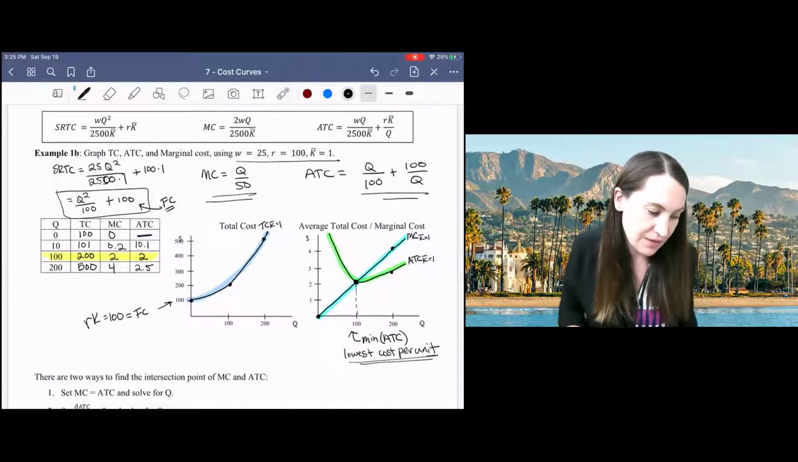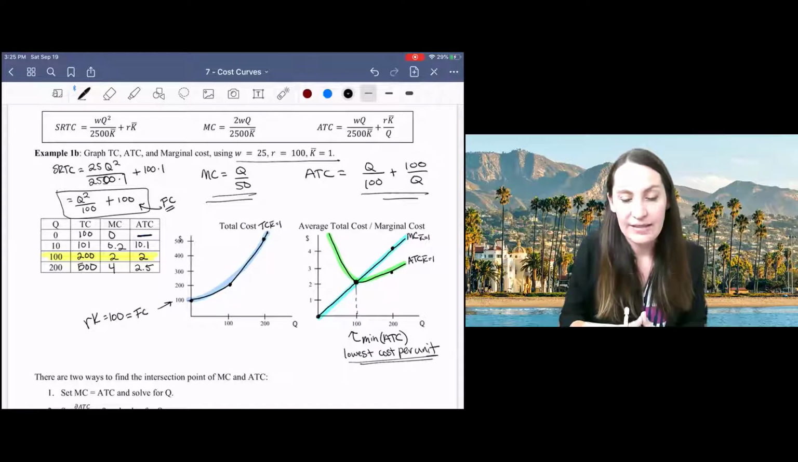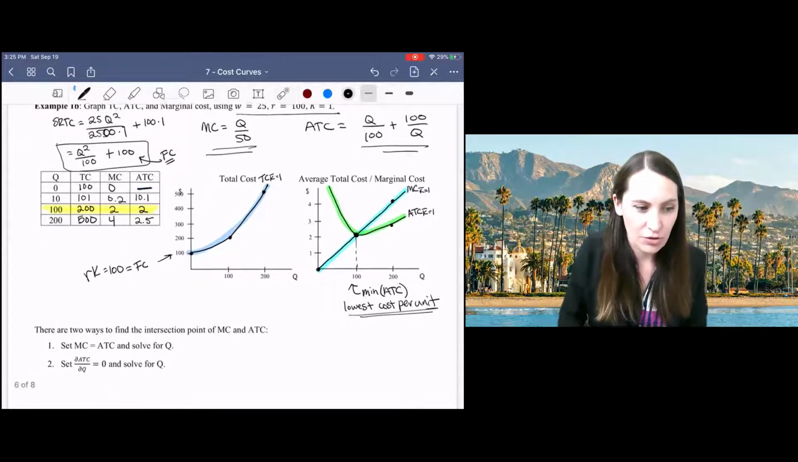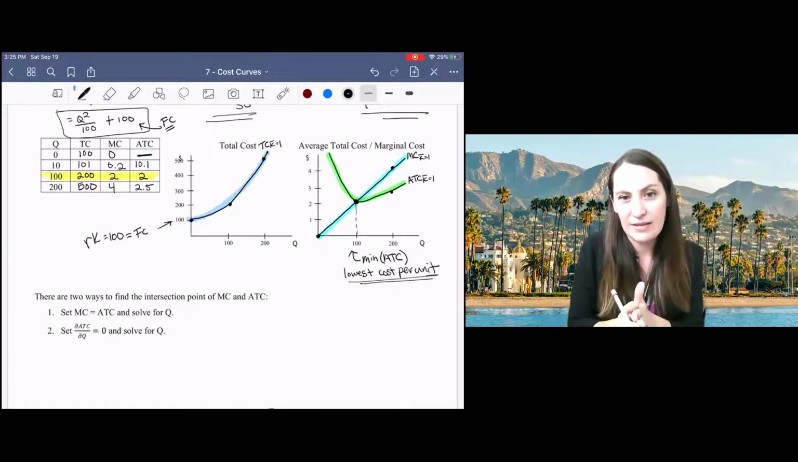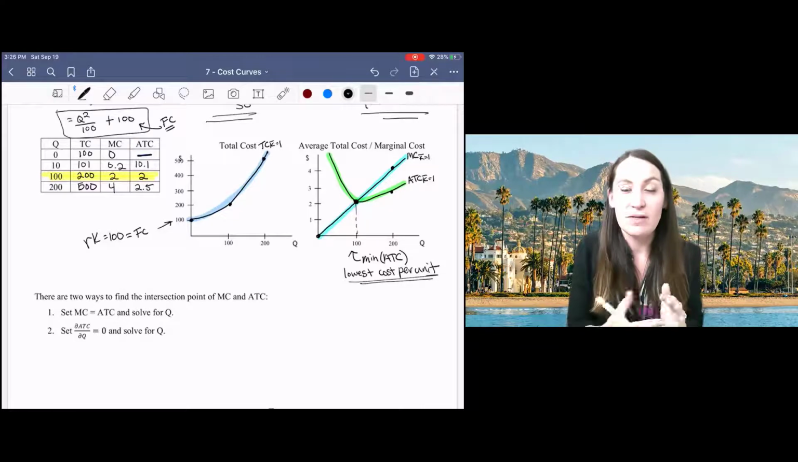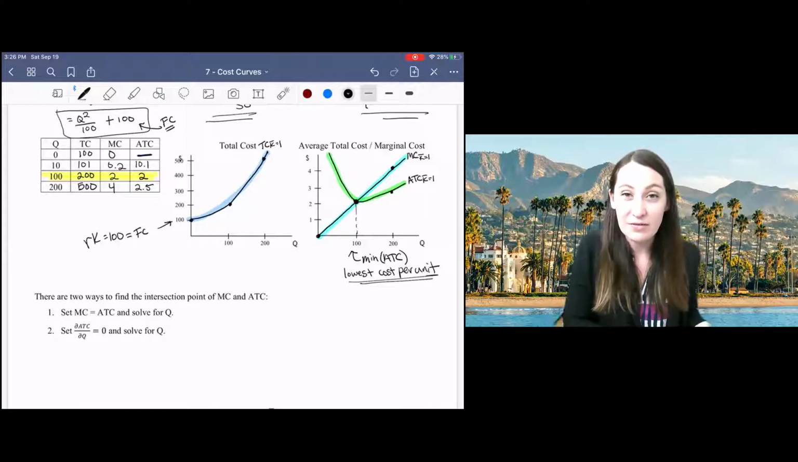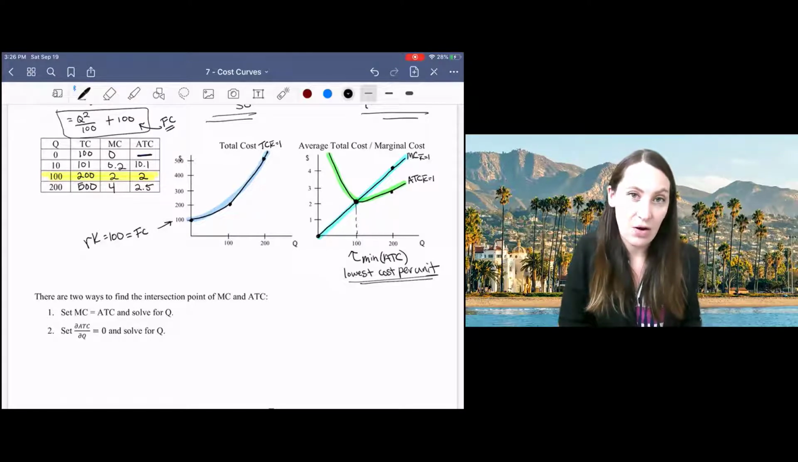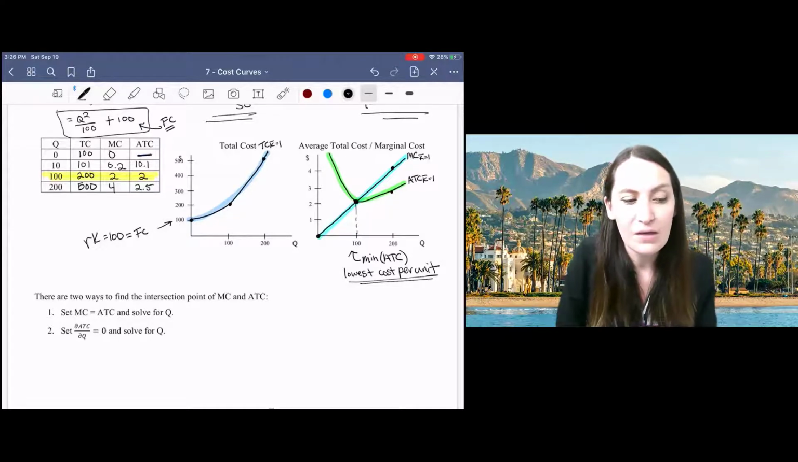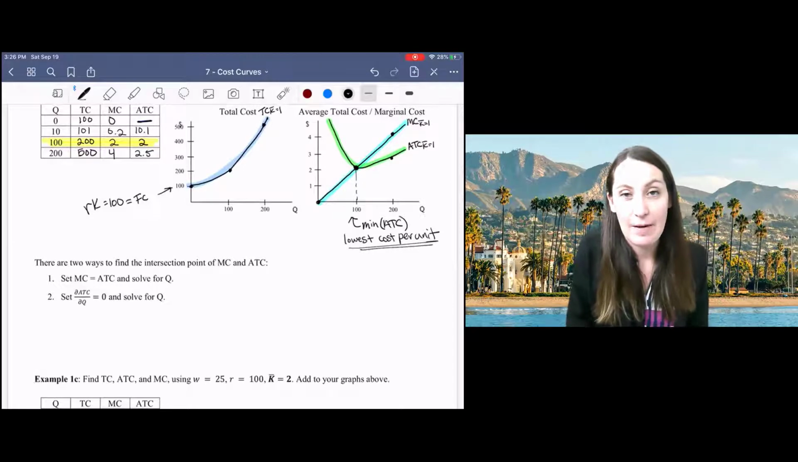And so if we want to solve for that point, if we don't have it, there are two ways that we can do that. So the first is, of course, to set the equations equal to each other, because we know that that is the point where marginal cost and average total cost will intersect. And the second would be to use the slope of the average total cost curve to define the minimum. So taking the derivative of average total cost with respect to quantity and then setting that equal to 0 tells you where the slope is equal to 0, which would define the minimum point. So I'm going to do this using the first method here, and then in the next example, I'll use the second method.